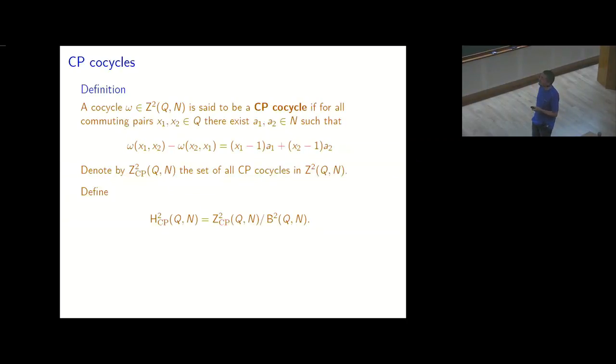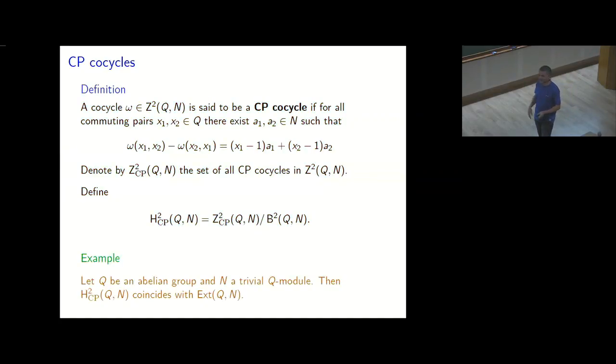and this is a subgroup in Z2, and it turns out it's really easy to verify that it contains the coboundaries, which means that you can take the quotient. This is just an example of how this thing looks in a special case: if you have an abelian group, and if it acts on N trivially, then this difference is going to be 0, right? And this is precisely the definition of Ext(Q,N). Okay, so this is a special case. This is a generalization of the Ext functor in a way.